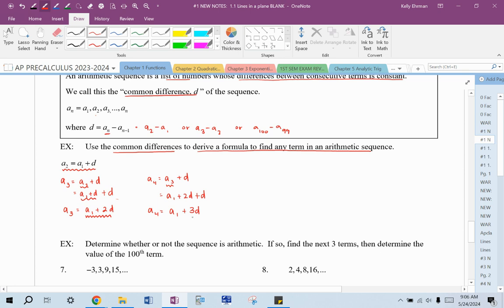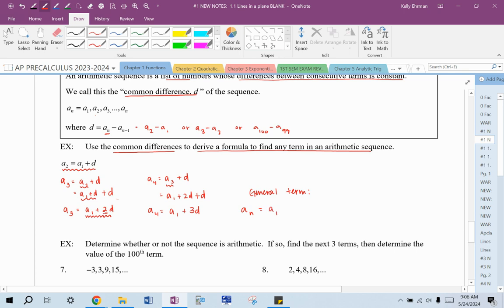So maybe you're seeing a pattern here. A3 was A1 plus 2D, A4 was A1 plus 3D. We could do A5 if we wanted to. Or do you see the pattern here? What about A sub n? What's the general term, or what's the general rule, general term, whatever. If I want the nth term, I'm going to start at A sub 1.